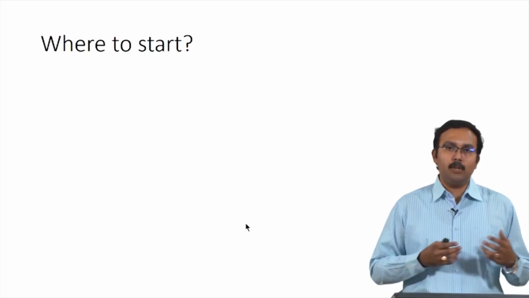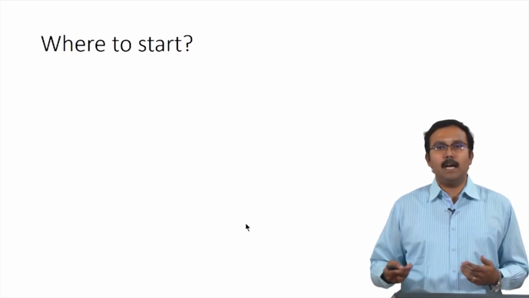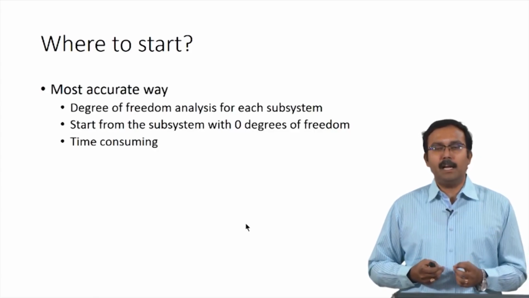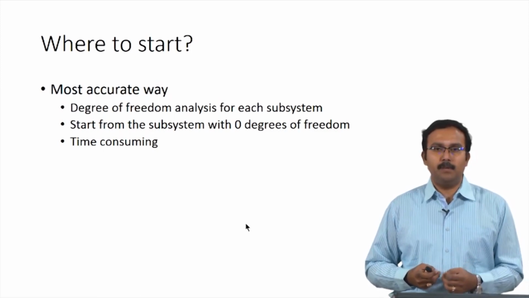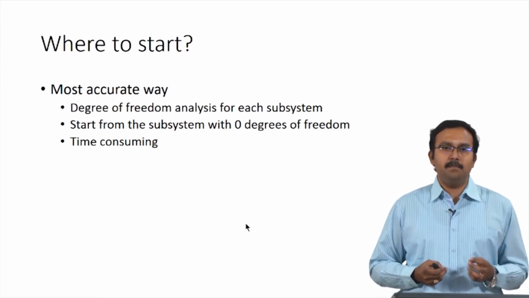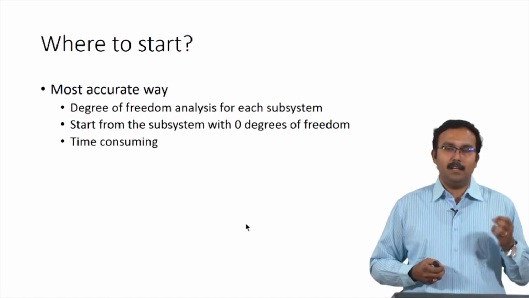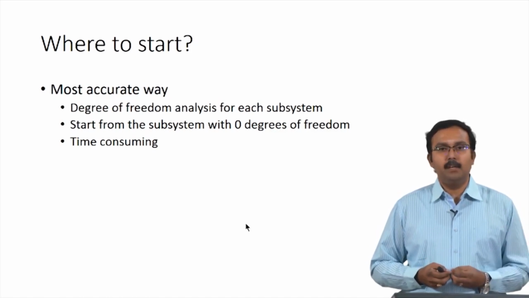So here, because there are multiple systems, where do we start? The most accurate way is to perform degree of freedom analysis for each of the subsystems which we drew, and start from the subsystem which has 0 degrees of freedom. This process is very time consuming.